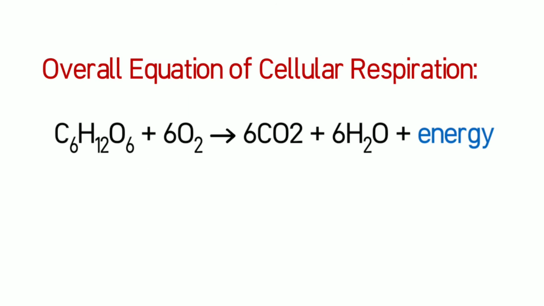Okay, so we have here the overall balanced equation for cellular respiration. C6H12O6 or glucose plus 6 molecules of oxygen will result in the production of 6 molecules of carbon dioxide, 6 molecules of water, and a total of 36 ATP or energy. Okay, so later on, after we discuss the electron transport chain, we are going to solve for the unbalanced equation of this equation. We will see how we got this overall equation.